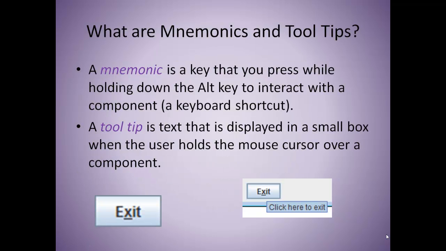So what are they? A mnemonic is a key that you press while holding down the Alt key to interact with a component, or in other words, a keyboard shortcut. A tooltip is text that is displayed in a small box when the user holds the mouse cursor over a component. In the images below you can see a mnemonic on the X and the exit button on the left, and the tooltip in the picture to the right.